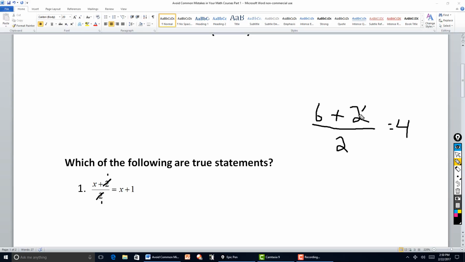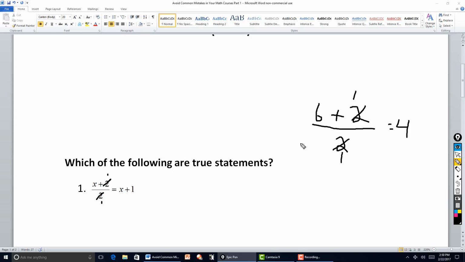Let's see if we do what's done in number 1 and cancel the 2s. It comes out to 6 and 1 is 7. Some students will just cancel this altogether and say, okay, these cancel, I get 0, and now they put x, which is also incorrect. Now you can only do cancellations over multiplication, not over addition.